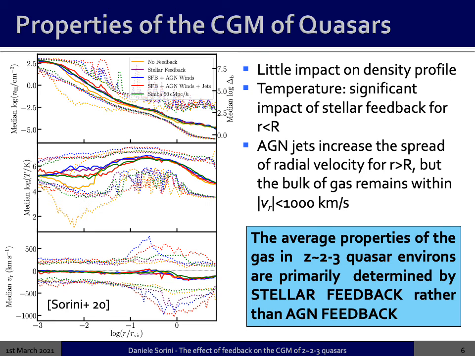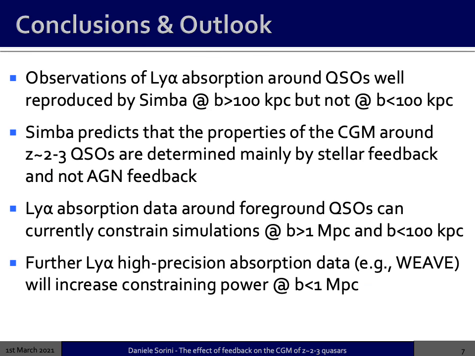We verified that this is the case also for the median radial profiles of hydrogen density, temperature, and radial velocity around Simba quasars. In these plots, the solid lines refer to the median values across the selected halos, and the dotted lines show the 16th and 84th percentiles of the distribution. I thus leave you with the main conclusions of our work.